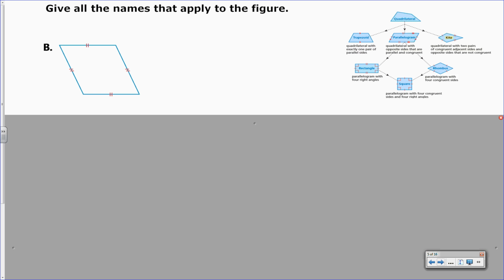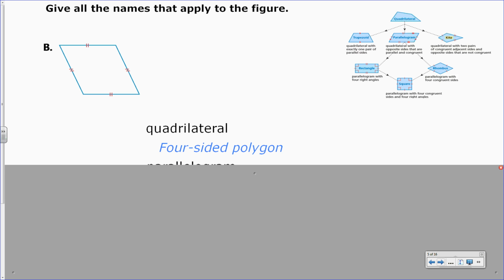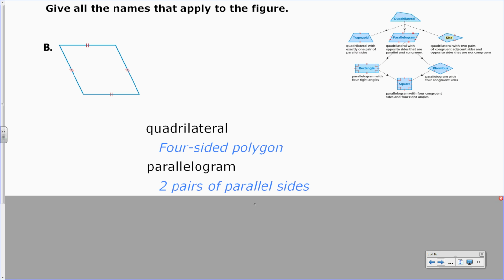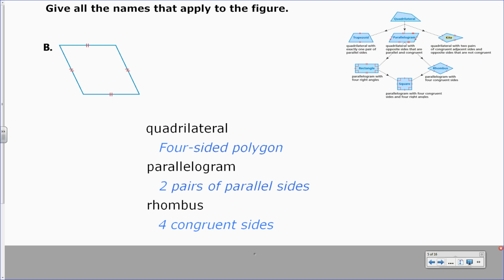Here's the next one. Pause it and write down what you think it is. Okay, you should have said it's a quadrilateral. It has 4 sides, and it's a parallelogram. And it's a rhombus because all the sides are equal. So you have 3 things you could identify for that one.